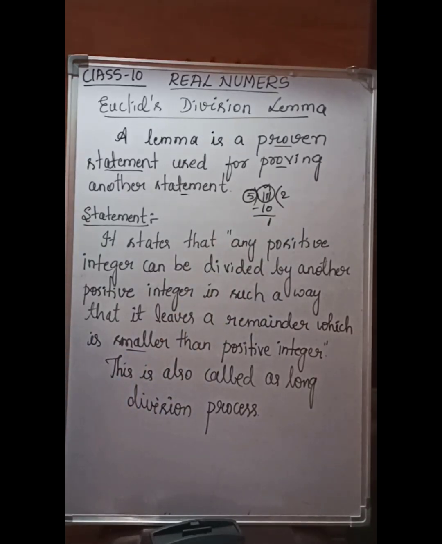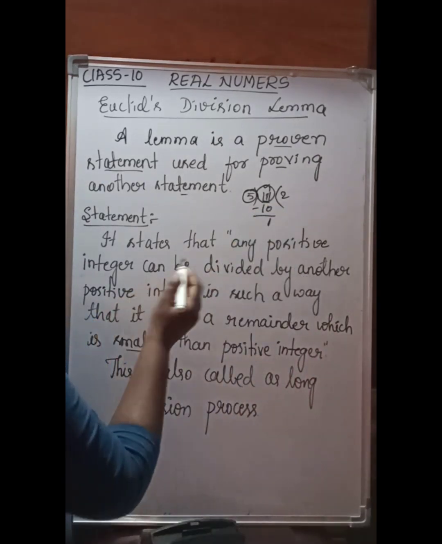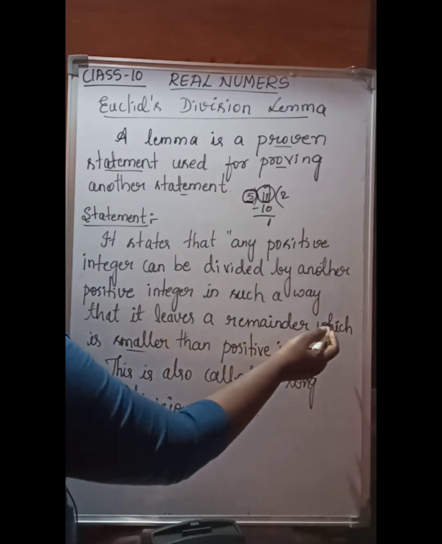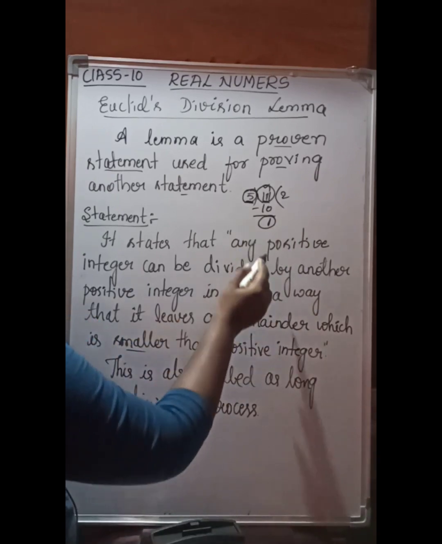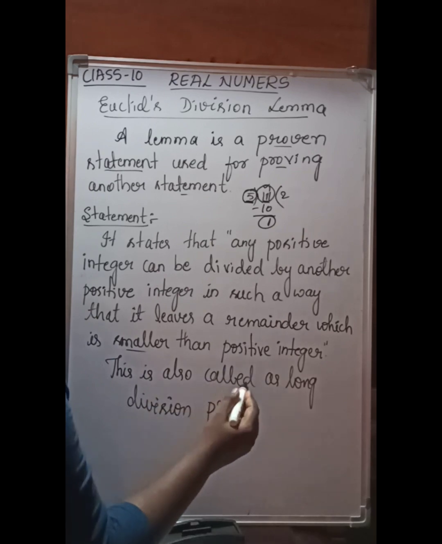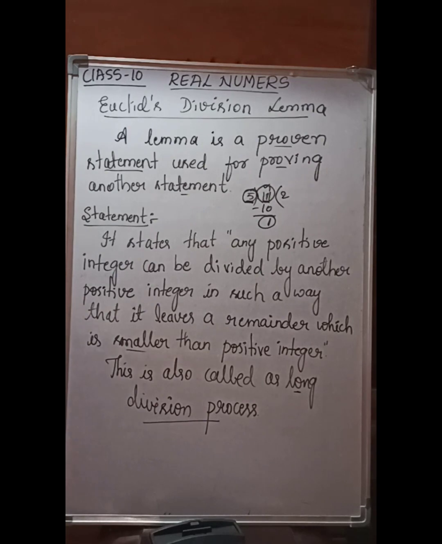That is the statement of Euclid's division lemma. Any positive integer can be divided by another positive integer, that is 5, in such a way that it leaves a remainder which is smaller than the positive integer. This Euclid's division lemma is also called the long division process. Clear? Now we'll see the condition mathematically, how we are going to write this lemma or statement.